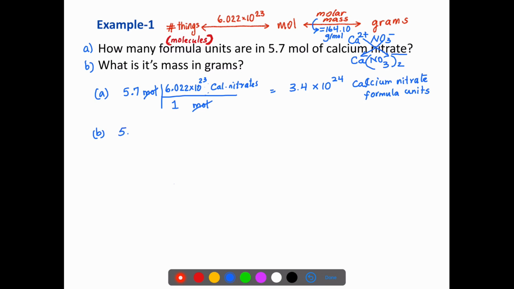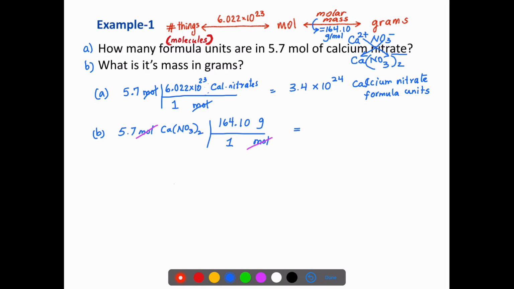Start with what you're given. You're given 5.7 moles of calcium nitrate. You're going from moles to grams because we want to cancel out moles. We put that in the bottom. And we want to end up with grams. And the connection is 1 mole, this is per mole, so 1 mole weighs 164.10 grams. This is the weight of always 1 mole. You don't want to put this as 2 moles or 3 moles. No, 164.10 is always the weight of 1 mole of that substance, okay?